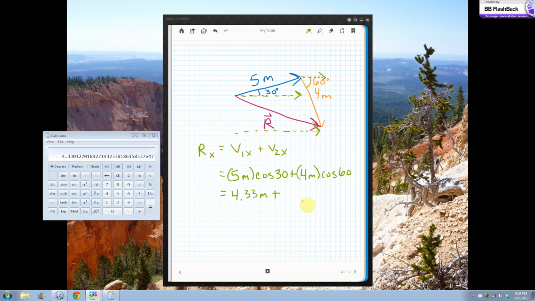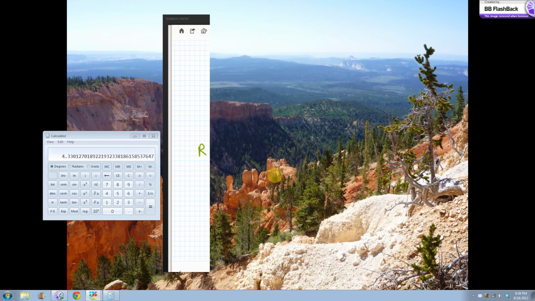Well, the cosine of 60 is 1/2, so half of 4 is 2 meters. So I get 6.33 meters. Okay, back to full screen, I think.